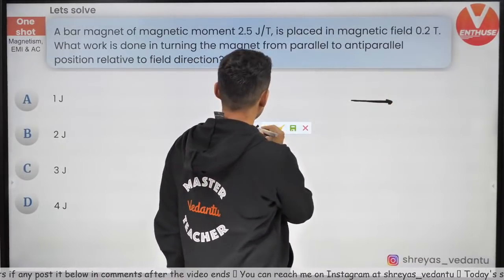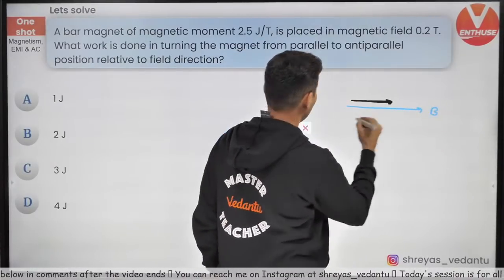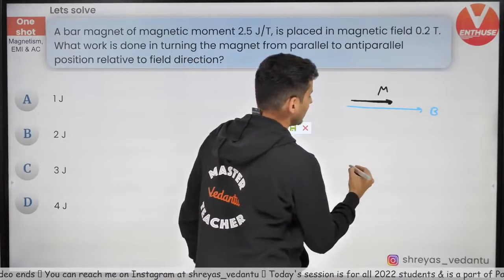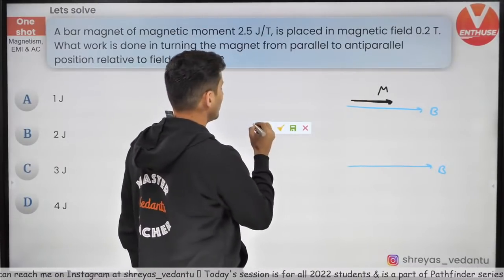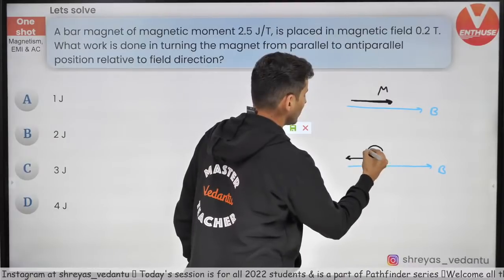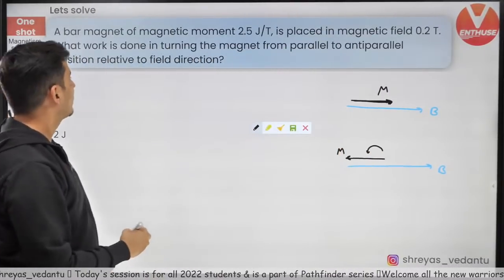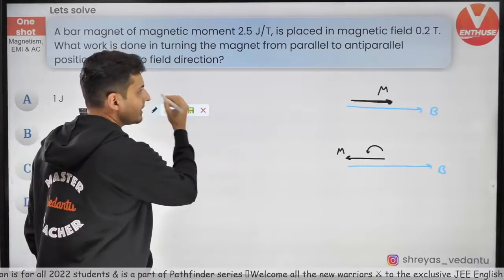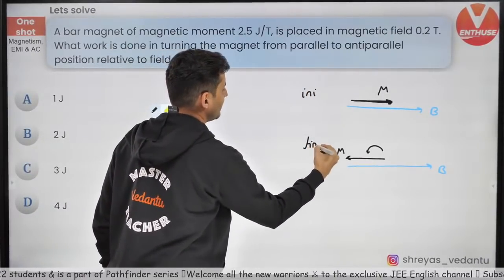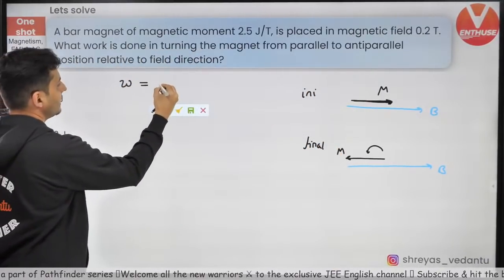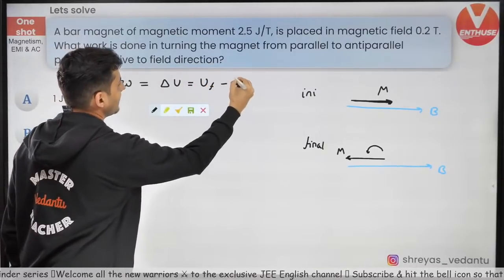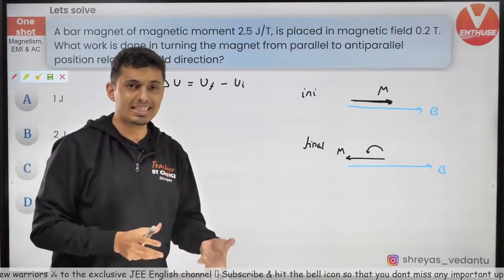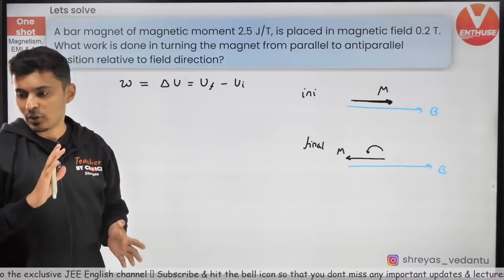Earlier it was parallel. So let's say this is where the magnetic field was and this is where the magnetic moment was. And then the field remains as it is, but you have turned the magnet anti-parallel. So you have turned it around. So the question is, how much work needs to be done? Well, if this is the initial position and this is the final position, the work done is the change in the potential energy, which is final minus initial. So let's start solving this. Whatever work you do goes in changing the mechanical energy of the system. Many of you are confused between A and D.